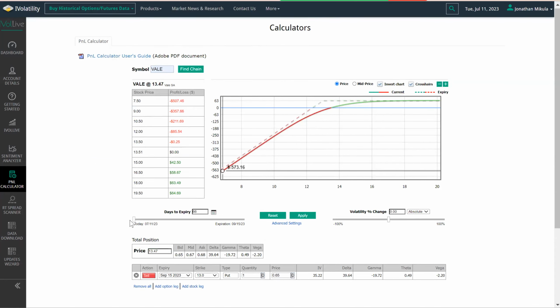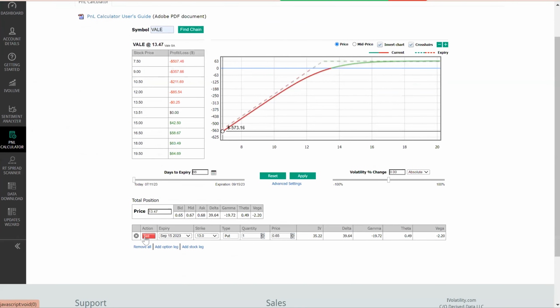So here's what we're looking at. The first thing you always want to do is double check your trade. Make sure this is the trade that you're going for. In this case, our action is we're selling to open the September 15th $13 put. We're selling one contract, and we're selling that for 65 cents, so $65 per contract. Here's the current implied volatility for this trade, 35.22.